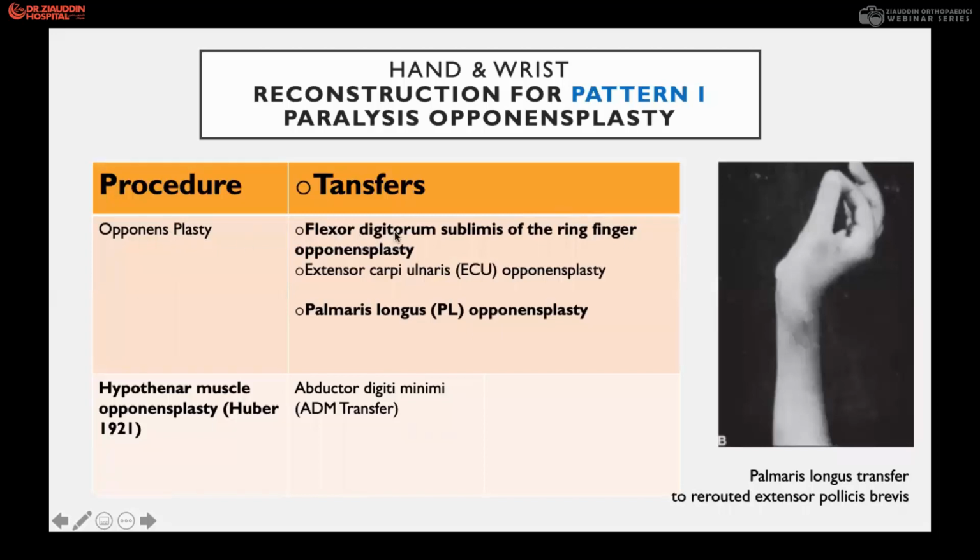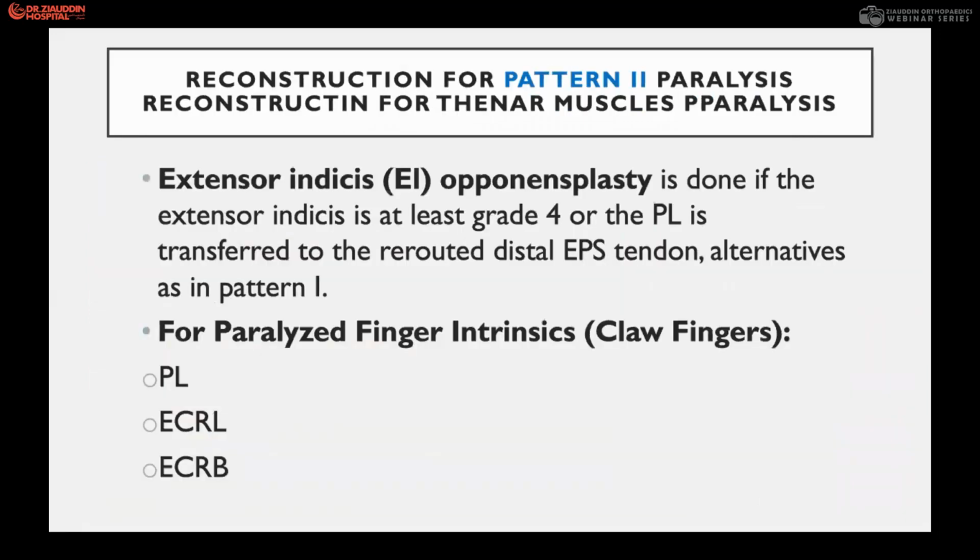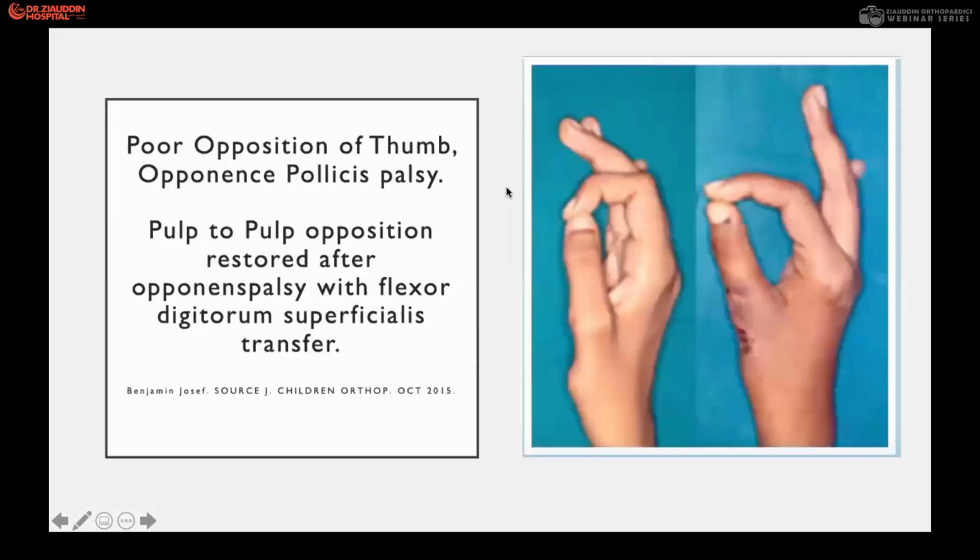The flexor digitorum sublimis of the ring finger, or the palmaris longus, is commonly done for the opponensplasty. But if there is a hypothenar paralysis, the abductor digiti minimi can be transferred to restore a little bit of power at the hypothenar muscles. Here are the paralyzed intrinsic muscles with clawing of the fingers; they can be restored with the palmaris longus or extensor carpi radialis longus muscle or extensor carpi radialis brevis, and extensor indicis is used for the opponensplasty.